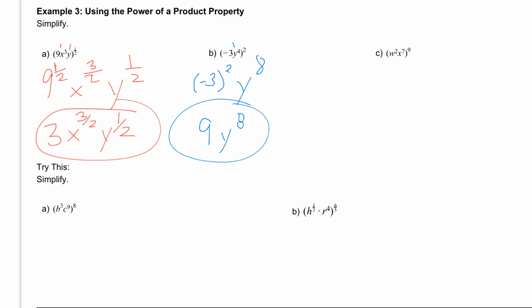And then our last problem, letter C, we have w to the 2nd times x to the 7th being raised to the 9th power. So this 9 is going to get multiplied by all the exponents inside. And we're going to get w to the 18th times x to the 63. And that's it. There's no numbers to simplify or to plug in our calculators, so then we're done.